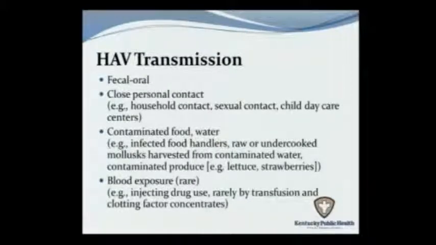So as I said, the transmission occurs through the fecal-oral route. And of course, it can also occur through close personal contact, through household contact, sexual contact, or child daycare centers. It can occur in contaminated food or water, such as through infected food handlers, raw or undercooked mollusks, and contaminated produce such as strawberries and lettuce. And we've had some hepatitis A outbreaks associated with those in the past. There could also be blood exposure, but that's very rare. And of course, that occurs usually through injecting drug use and rarely by transfusion or clotting factor concentrates.